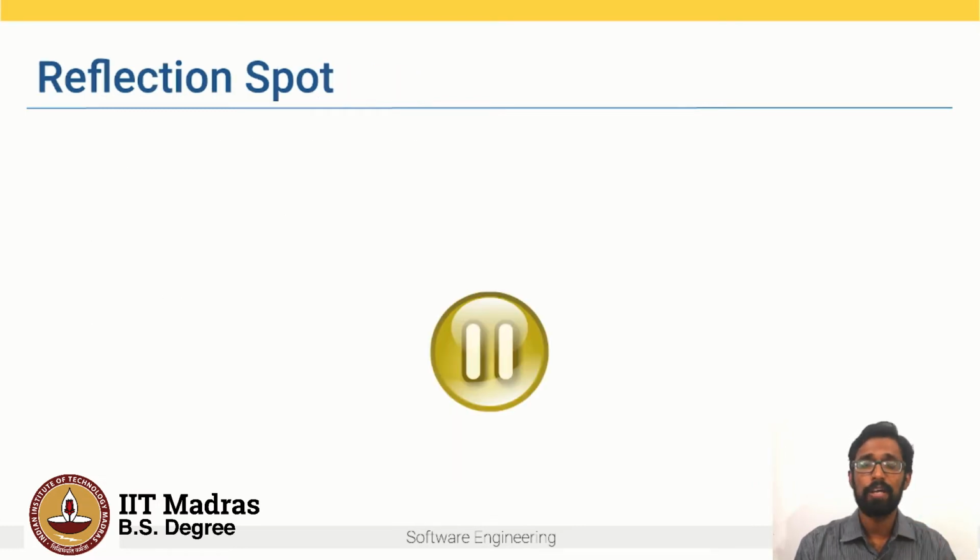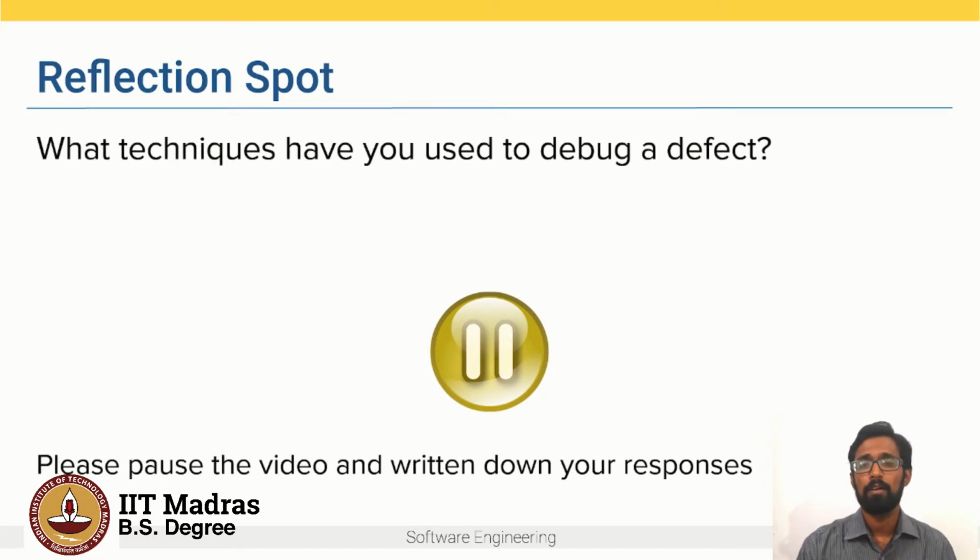So let's reflect on this question for a moment. I'm sure most of you have written programs and you would have encountered errors or defects as you run your programs, right? So can you think of some techniques which you have used to debug a defect? How do you actually go about debugging a defect? You can pause this video and think about how you debug a defect before proceeding.